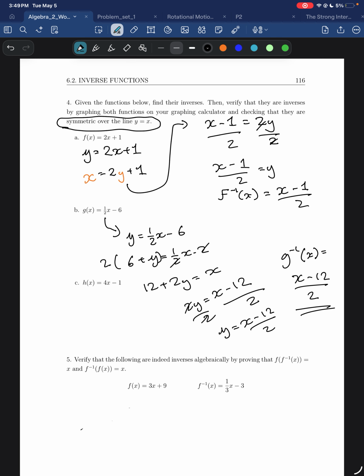And that's really the premise of everything. That's really the premise of finding inverses.